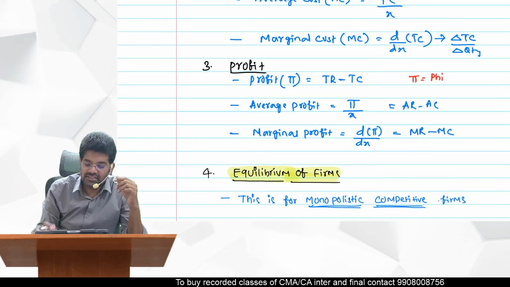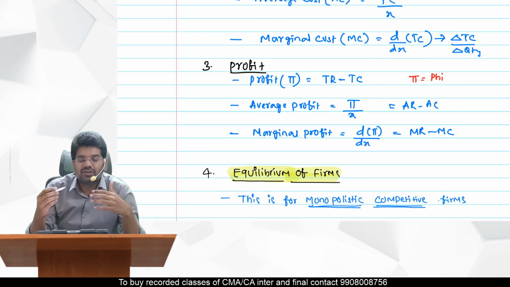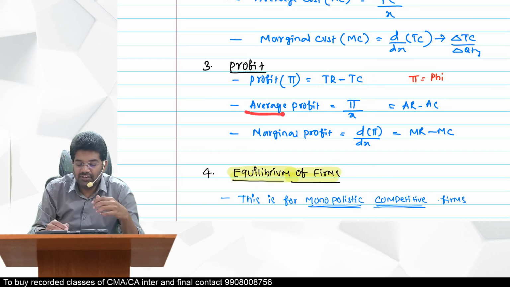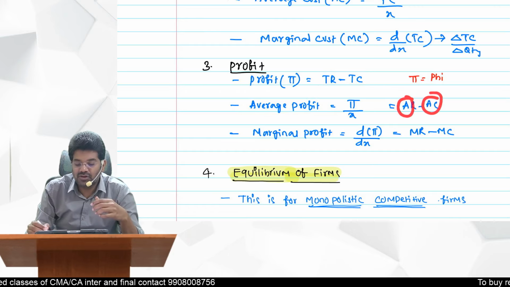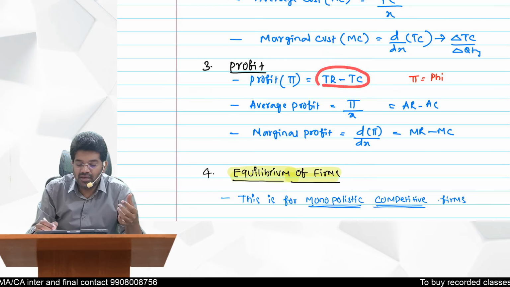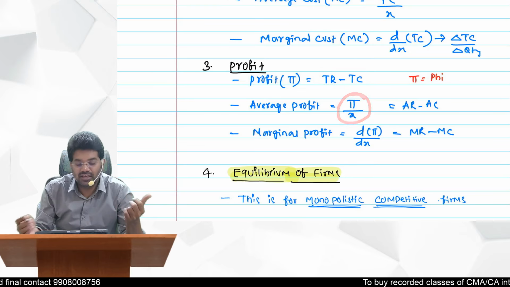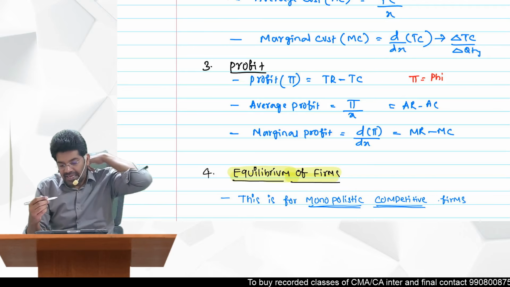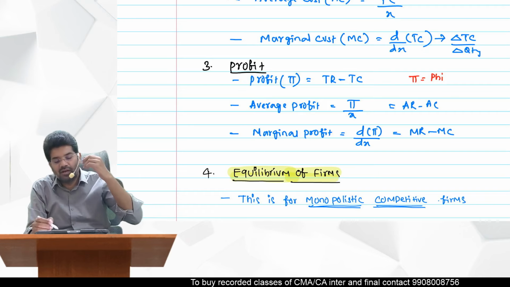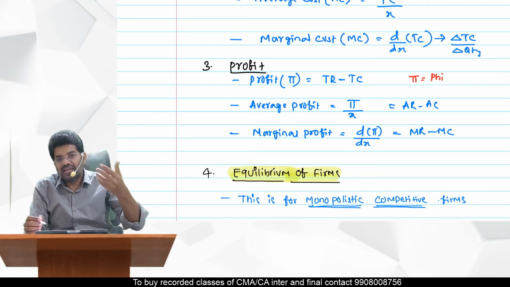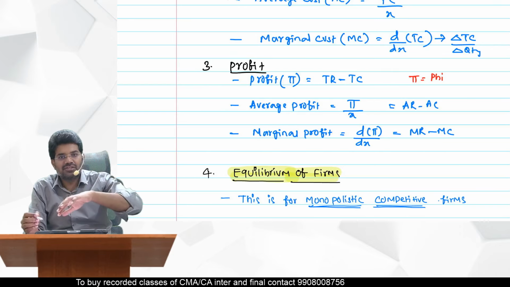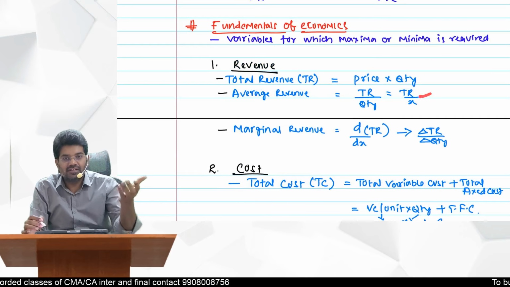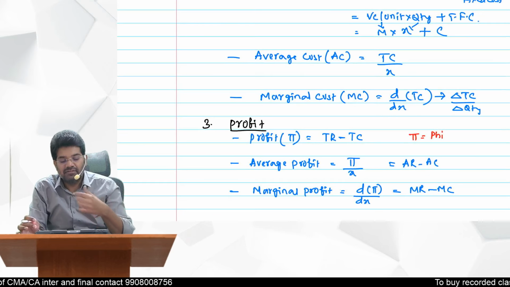Alright. Next, profit. How do you get profit? Profit is equal to total revenue minus total cost. Next, how do you get average profit? Average revenue minus average cost you can take, or total profit divided by total quantity. If you do like that also you can get it. Here profit is represented by pi. So average profit is total profit divided by the quantity. Alternatively, it is average revenue minus average cost. Since earlier I got average cost and average revenue, average revenue minus average cost also gives you average profit.